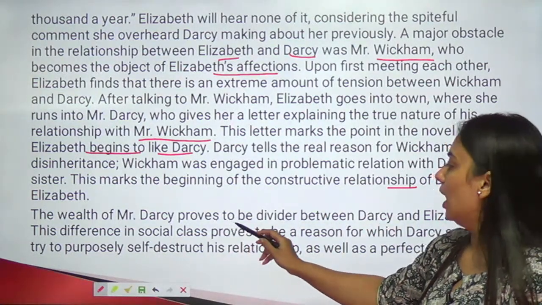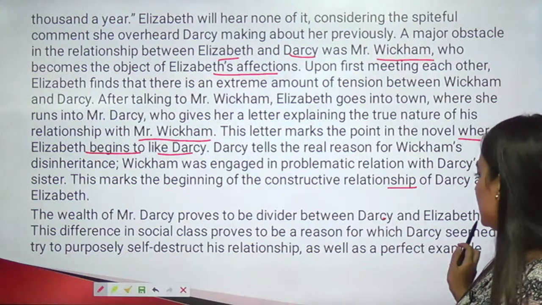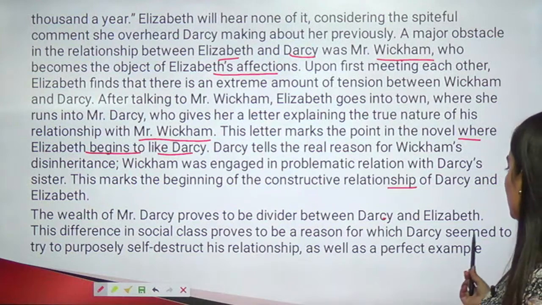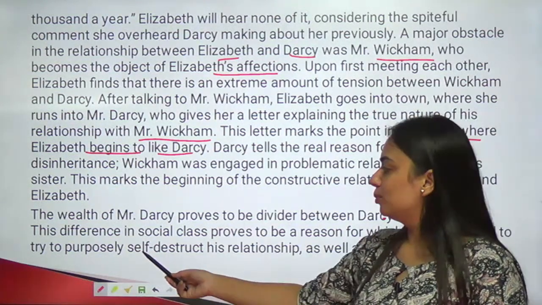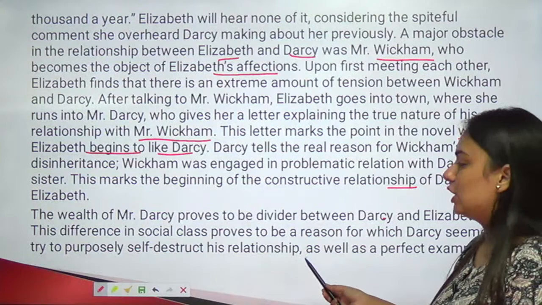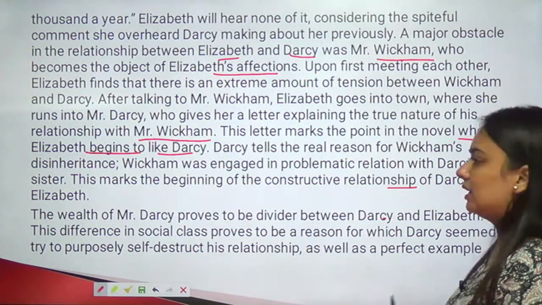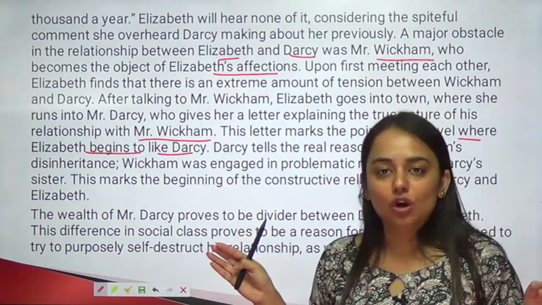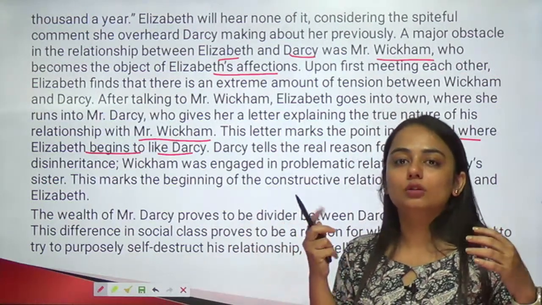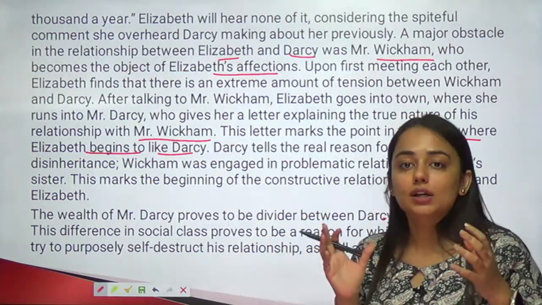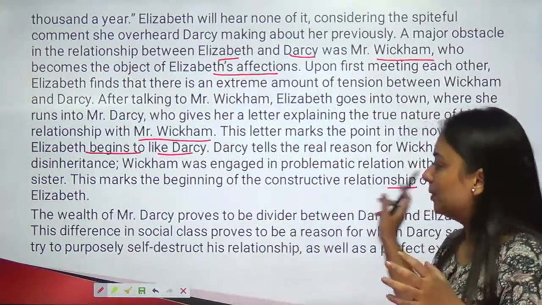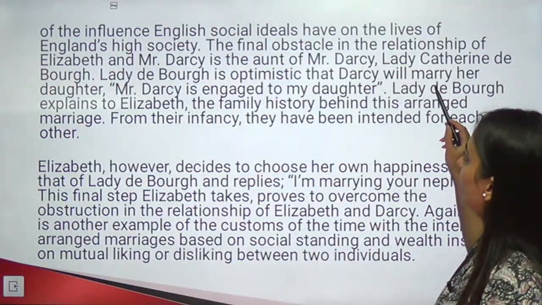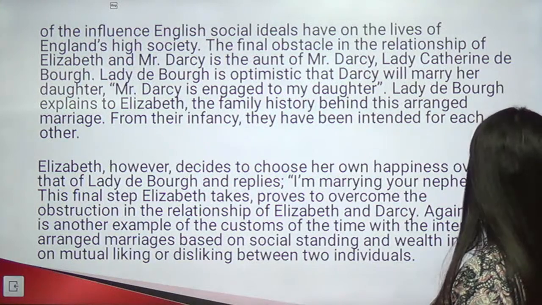The wealth of Mr. Darcy proves to be a divider between Darcy and Elizabeth. The difference in social class proves to be a reason for which Darcy seemed to try to purposely self-destruct his relationship, as well as a perfect example. Now, Darcy was very affluent, Elizabeth was not. That became a reason for the two of them to not get into a relationship. See how society can play a role in a relationship, and the influence English social ideals have on the lives of England's high society.